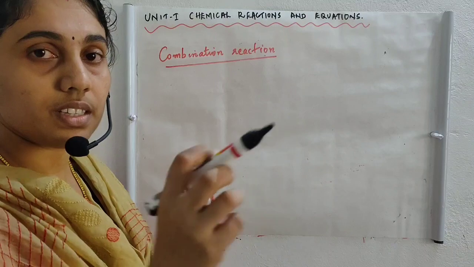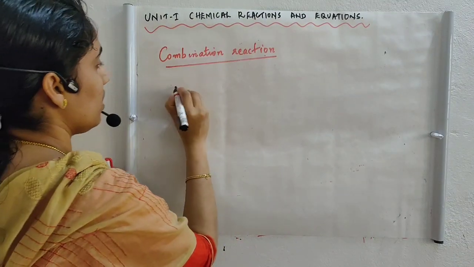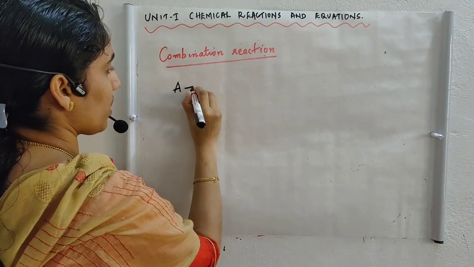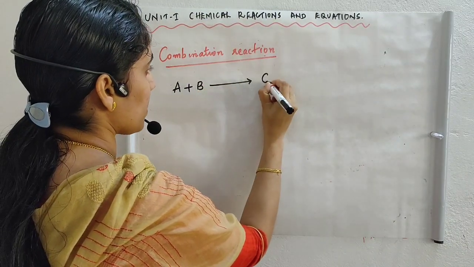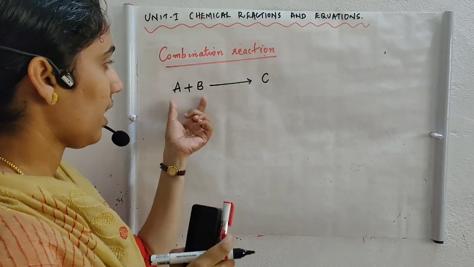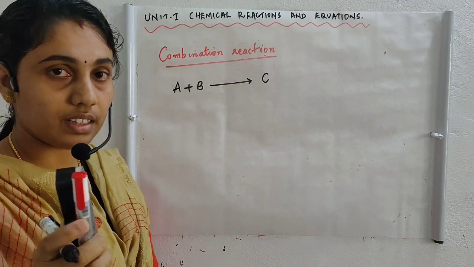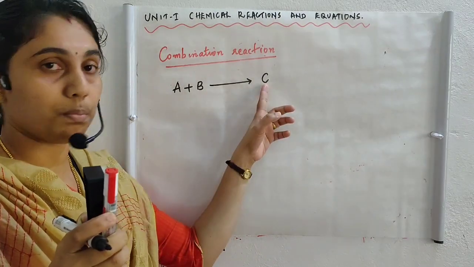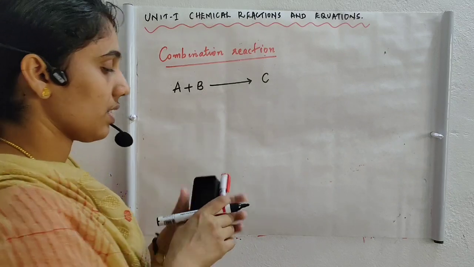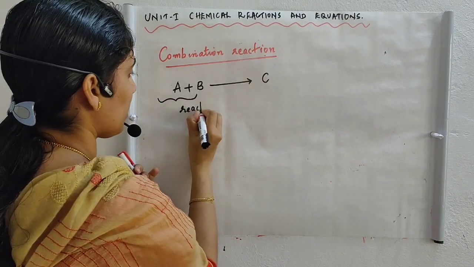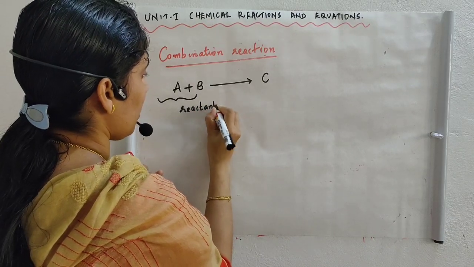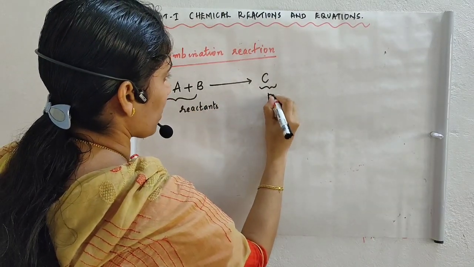So how to represent a combination reaction? The general representation of a combination reaction is A plus B gives C. That is, A and B are the reactants and C is the product. The reacting things we call reactants. A and B are the reactants, and C is the product.